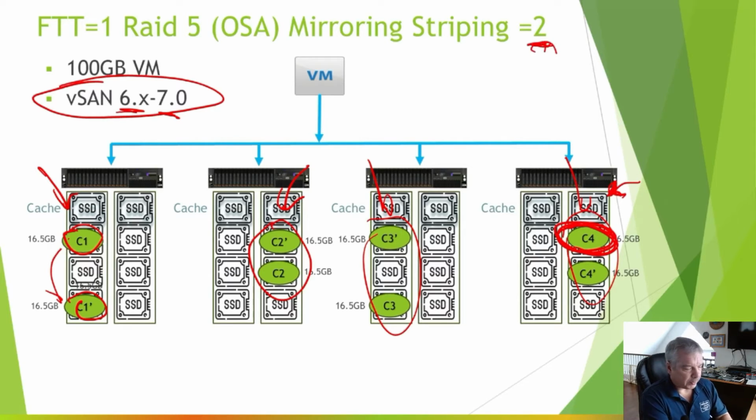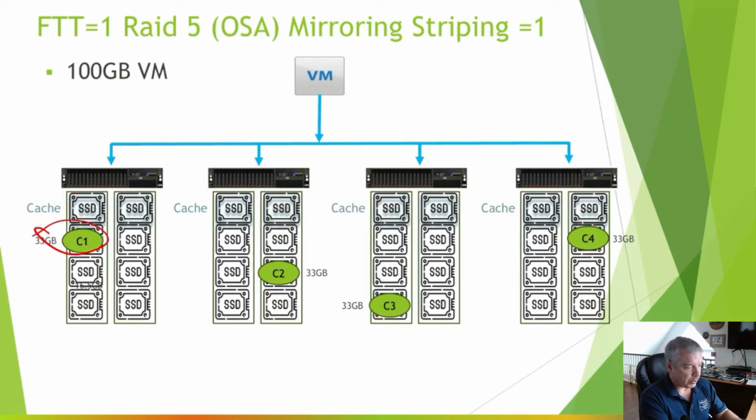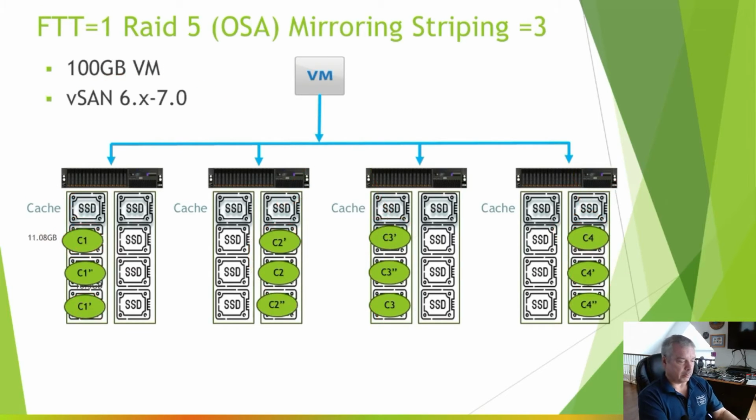Let's do a stripe of 3. What happens there? Well, we're going to take this original chunk and break it into 3. So we see here, boom, that's a stripe of 3. Again, one of these could have landed over here, right? But I'm just really emphasizing it could be on the same disk group.